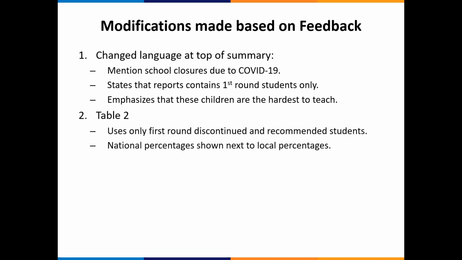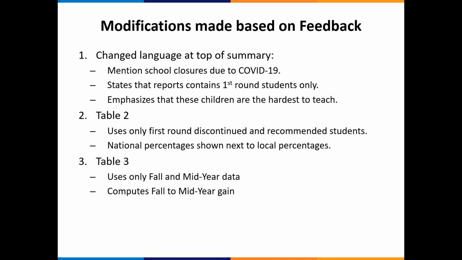In table two, we've changed it so once again it's only using first round discontinued and recommended student data, so that full program, the complete intervention data. And in table two, there are two columns that show percentages. We added national percentages next to the local percentages so people can get an idea of how similar or dissimilar their data are from national.